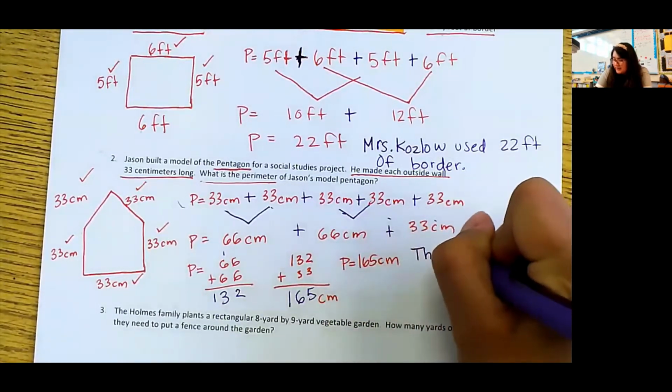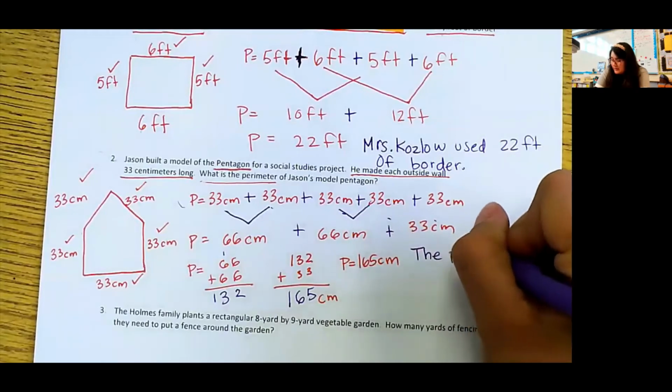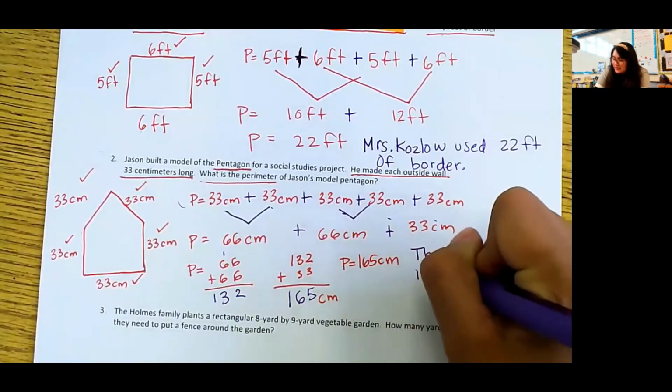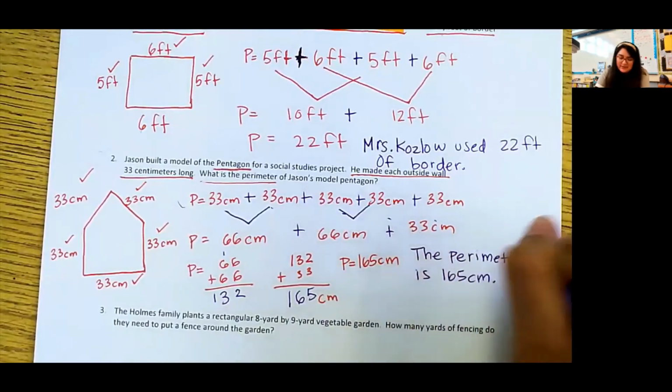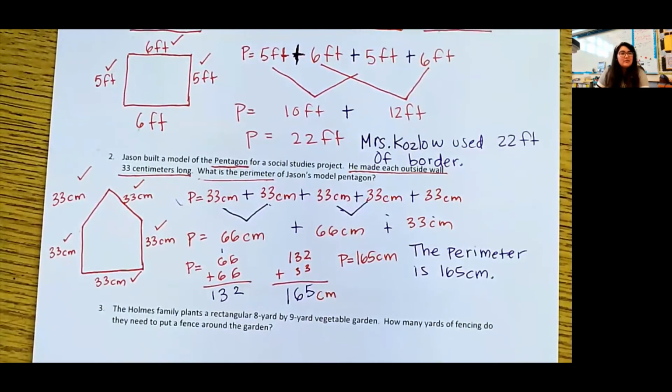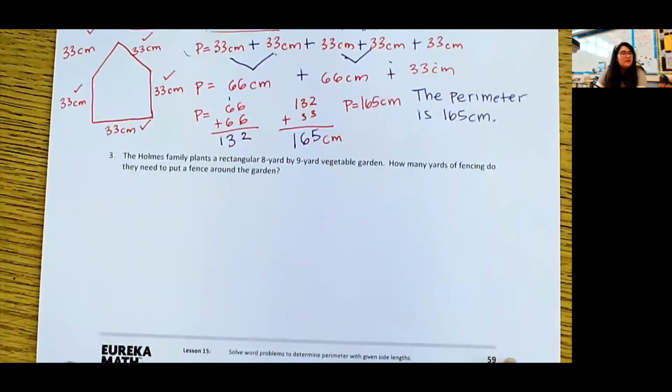The perimeter is 165 centimeters. Okay, if you need more time to do that problem, go ahead and pause it now. And if you're ready, go ahead and move along with me.